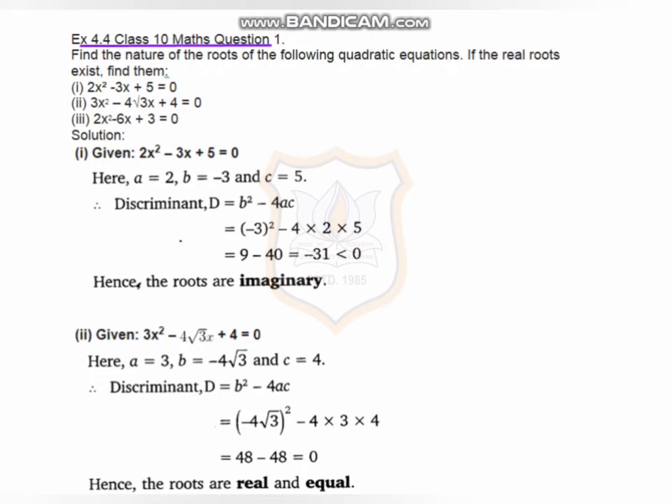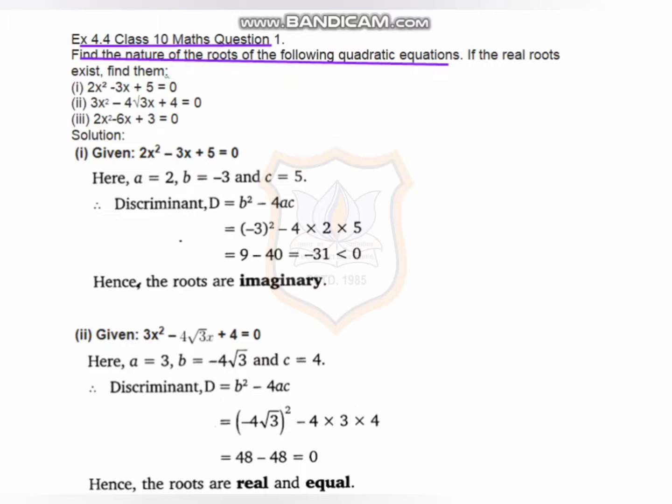4.4. Question number 1. Here we have to find the nature of roots of quadratic polynomials. If they are real roots, we have to find them. First we have to find the discriminant. If the discriminant is equal to 0, the roots are real and same. If D is greater than 0, the roots are real and different. If D is negative, then the roots are imaginary.